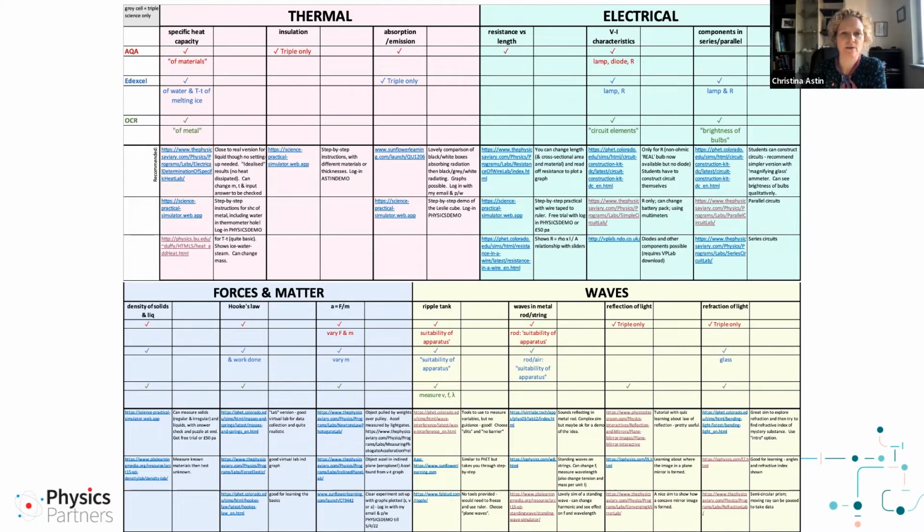And you'll see that I have mapped it to each of the three main exam boards. So we've got AQA, EdExcel and OCR. Where there's a slight difference of flavour, for example, specific heat capacity, the very first one you can see there in thermal, AQA just says you need to measure the specific heat capacity of materials. So, that could be water, it doesn't have to be a metal. Whereas EdExcel asks about water and then asks students to do a temperature time graph for melting ice. Whereas OCR just specifies metal. So there are some slight different emphases across the exam boards.